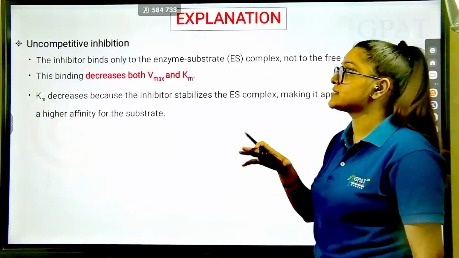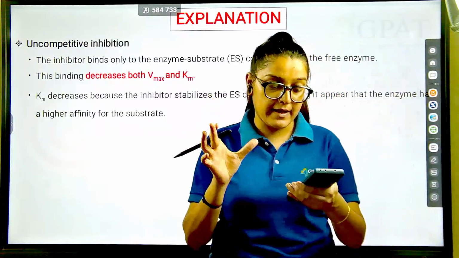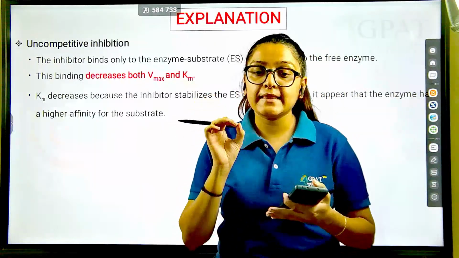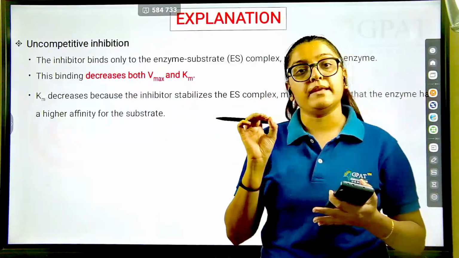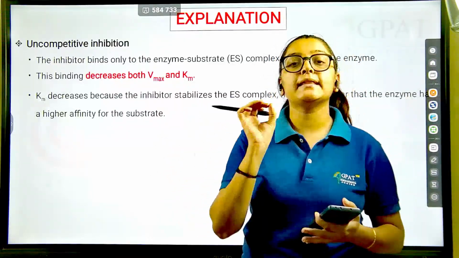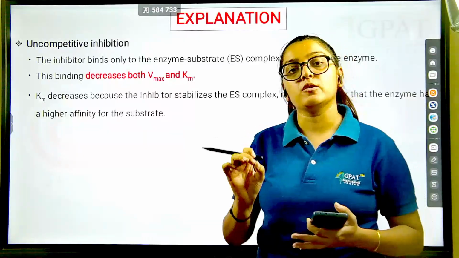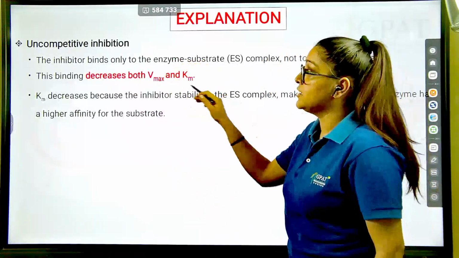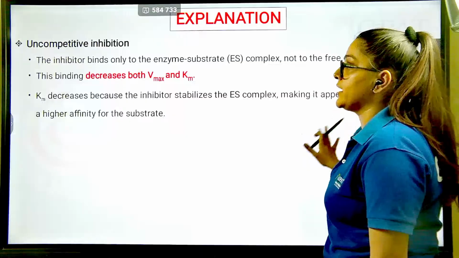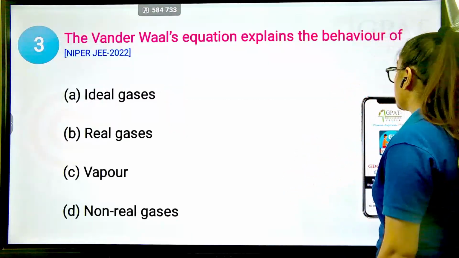However, if the question is asked reversely for the Vmax: in the competitive inhibition, the Vmax remains unchanged, but in the non-competitive, the Vmax also reduces, as you can see here. Sorry, for the uncompetitive. Okay, so the values of Km and Vmax reduce.